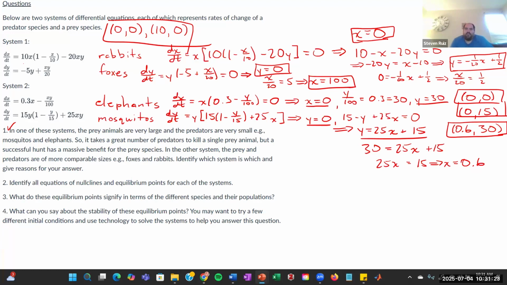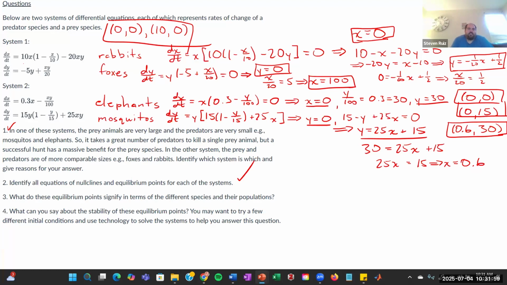So we didn't find this equilibrium with our first system, where we didn't have an equilibrium point where both species were present. The only equilibrium points we found were where the foxes were gone. But in the case where you need many, many predators to kill a single prey, you can have equilibrium where there is still predation happening. So we found all the equilibrium points and all the null lines.